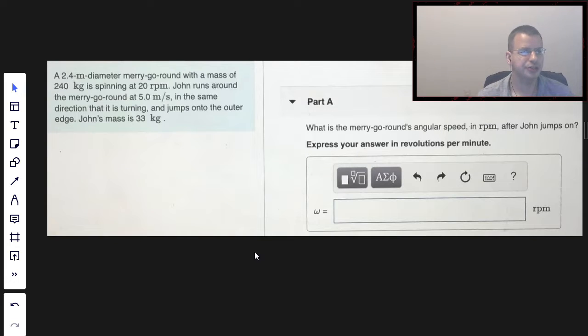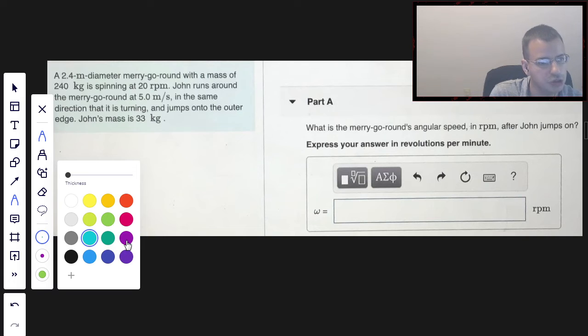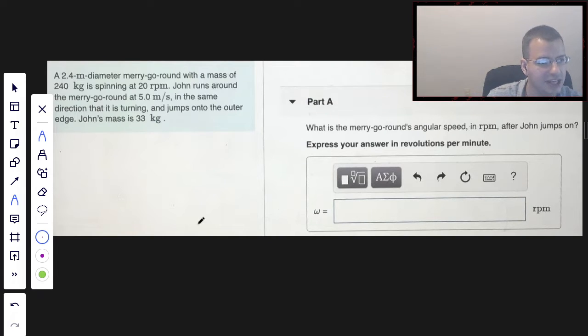A 2.4 meter diameter merry-go-round with a mass of 240 kilograms is spinning at 20 rotations per minute. Maybe revolutions per minute, not sure. That's okay, we're fine with this. John runs around the merry-go-round at 5 meters per second in the same direction that it is turning, and jumps onto the outer edge. John's mass is 33 kilograms.